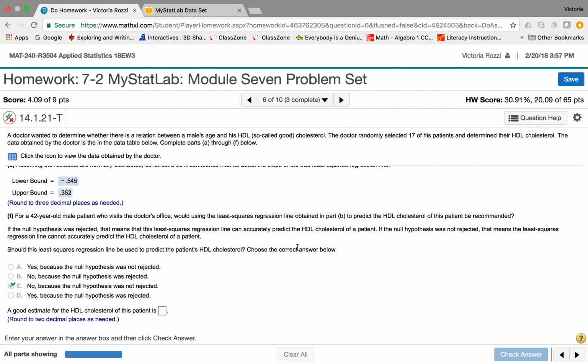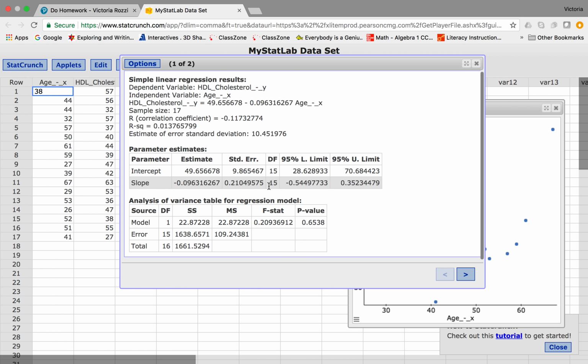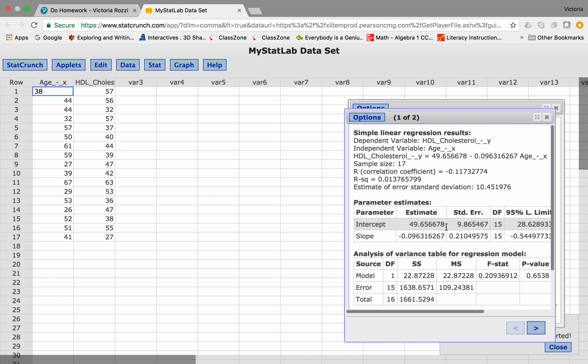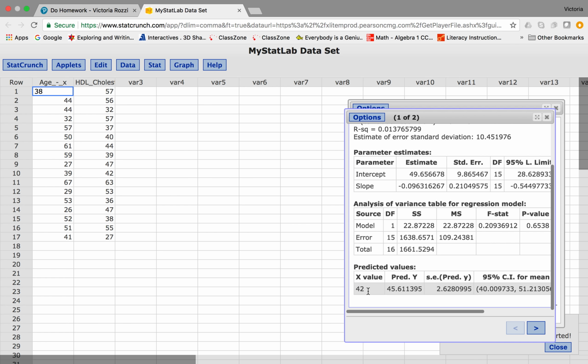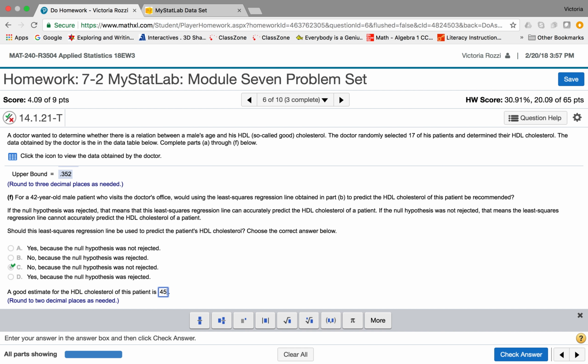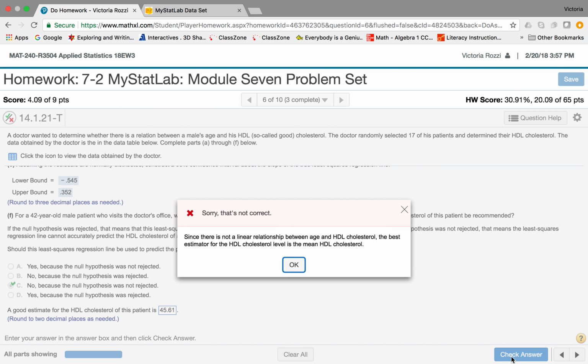Now, a good estimate for the HDL of this patient. So again, the patient was 42 years old. So I'm going to go back to my data set, and we can go ahead and do a prediction from here. If you press options and edit, I can then predict a value. So I'm going to put 42 in for X. And we use 95% confidence and click compute. Now if you look here, see how it says predicted value? The predicted Y is 45.611, but they only want 2 decimal places. So I'll just put 45.61.